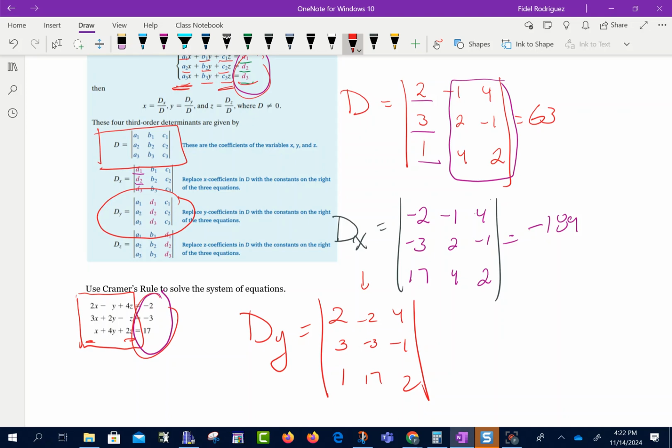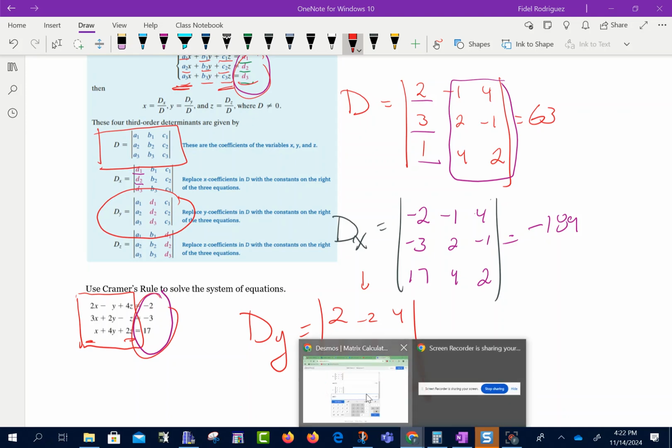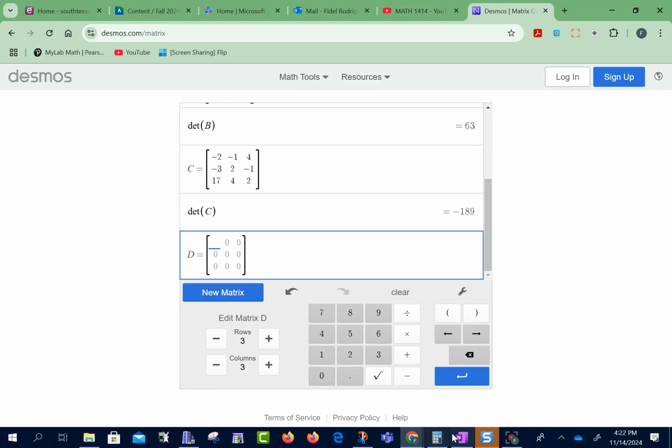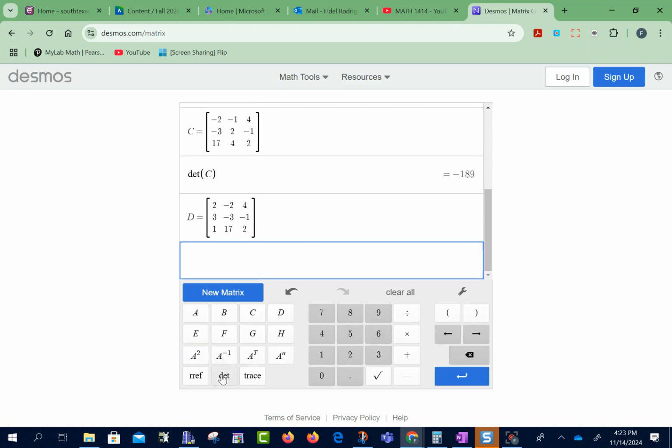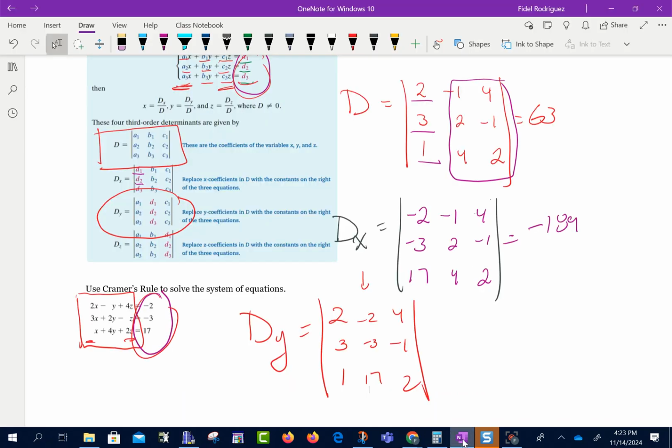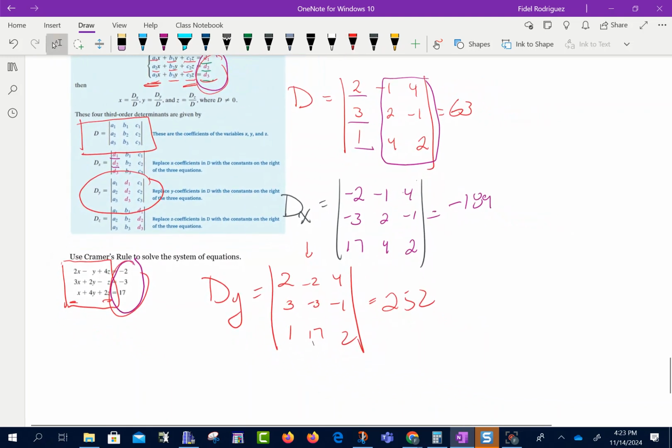-2, -3, and 17. Okay, so I'm going to come back again and hit a new matrix, 2 rows, 2 columns. Let's see, what do we got? 2, 3, 1. So going down, I got 2 and 3 and 1. And -2, -3, -7, or 17, sorry. So -2, -3, 17. And then I got another one, 4, -1, and 2. We're going to hit enter and find the determinant of that matrix, which we call D: 252, right here.